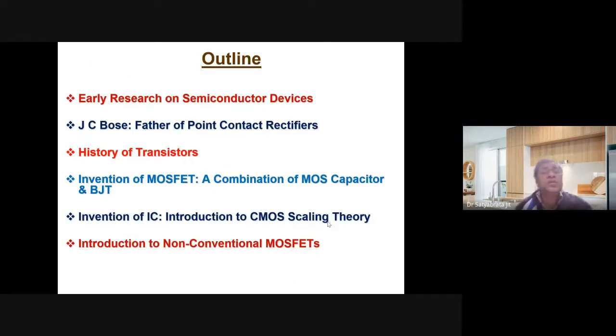The outline of the lecture that I have planned is: early research on semiconductor devices, and then the point contact rectifier, which was invented by Sir Jagadish Bose, and then some history of transistors, because you all know that in 2020 we celebrated the 75 years of the invention of the transistor. So that is why I'll try to mention some details of the history of the transistors, and then the invention of the MOSFET, and then the invention of the IC, an introduction to CMOS scaling, and then some non-conventional MOSFETs.